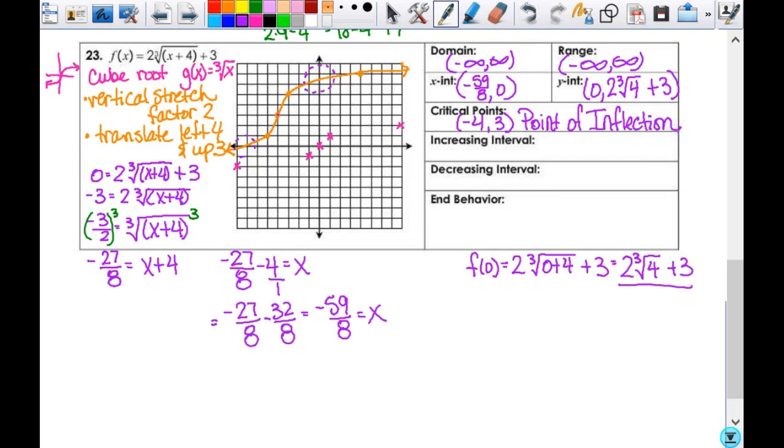All right, increasing. Well, it's increasing over the entire domain, so it's negative infinity to infinity, which means it doesn't decrease at all. As x approaches infinity, f of x approaches infinity. And as x approaches negative infinity, f of x approaches negative infinity. And there is 23.